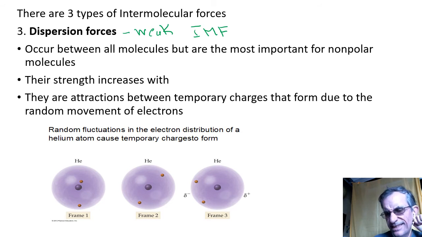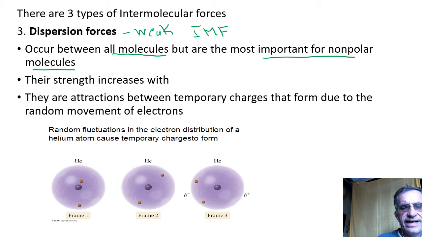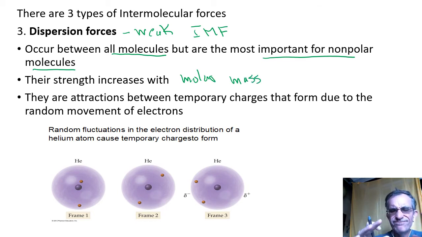Let me read this, and then I'm going to talk about an example here. They're kind of the weirdest one, the hardest to understand, actually. First off, they occur between all molecules, but they're most important for nonpolar molecules. I'll explain more about that in a minute. They're all weak, but their strength increases with molar mass, so the size of a molecule. Dispersion forces are always weak, but the bigger the molecule is, the stronger they get.